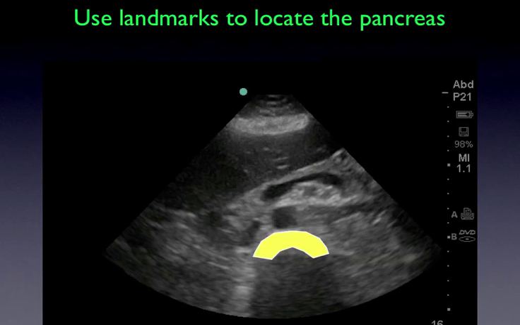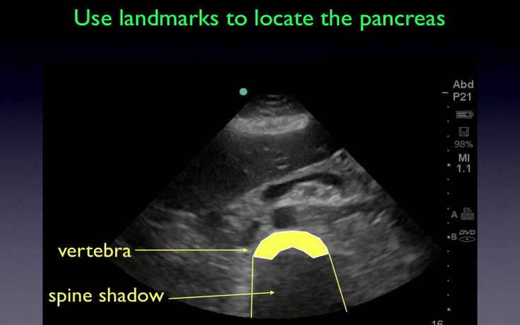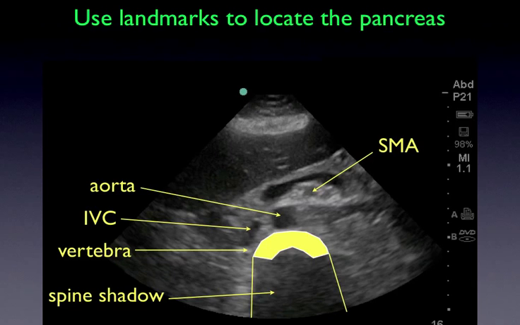So let's go through the structures here, and then we can use this to help locate the pancreas. So over here is what? Correct, that's the vertebra. And between these two lines, the spinal shadow. Then we have some vessels. Over here, the IVC. And what's this over here? The aorta. Now we have the mantle face on the clock right there. That's the SMA. And over here is the splenic vein.